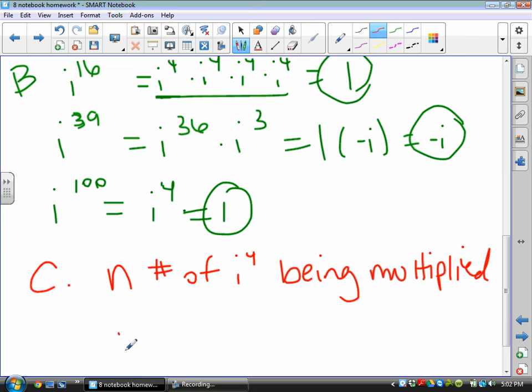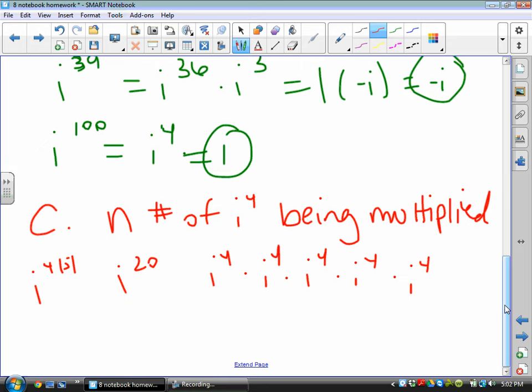If I have i to the 20th, it's i to the 4th, times i to the 4th, times i to the 4th, times i to the 4th, times i to the 4th, which is basically 5 of them, right? So to get this, I'd say 4 times 5 as my exponent. Okay. So if it's a multiple of 4, it's just basically worth 1, and it's whatever the extra part is that you care about. So let's look at D.